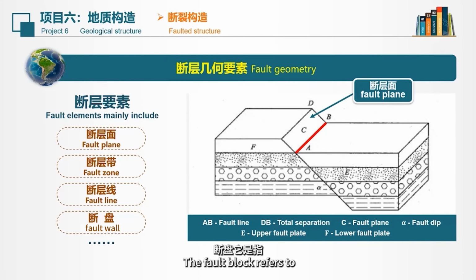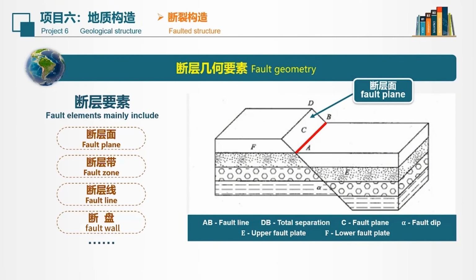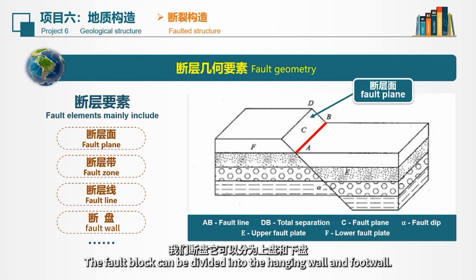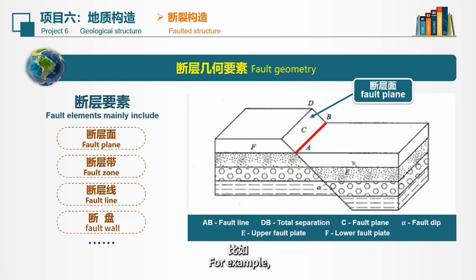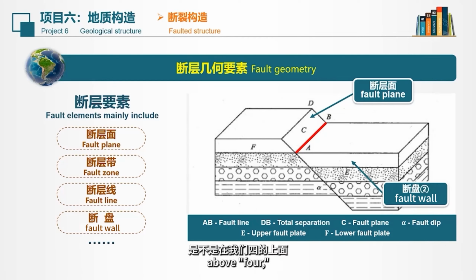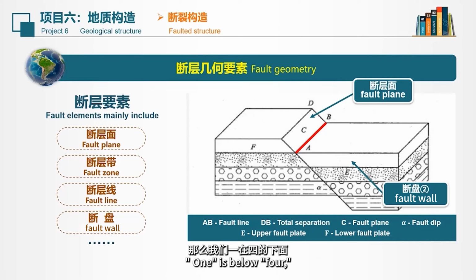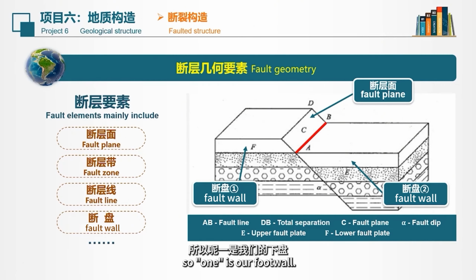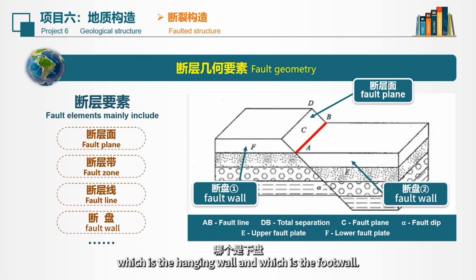The fault block refers to the rock masses on either side of the fault plane that move relative to each other, which we call the fault block. The fault block can be divided into the hanging wall and footwall. The hanging wall refers to the area above the fault plane. For example, the rock mass 2 is above 4, so we call 2 the hanging wall. As for the footwall, it is beneath the fault plane. 1 is below 4, so 1 is our footwall. This is something we need to clearly distinguish, which is the hanging wall and which is the footwall.